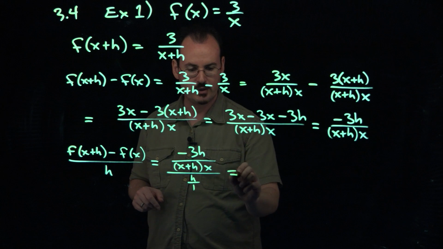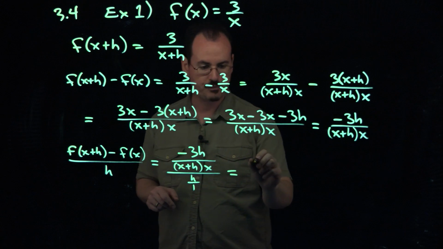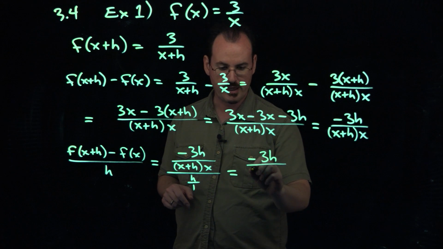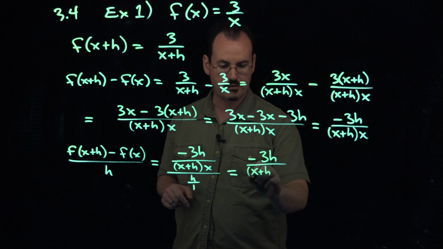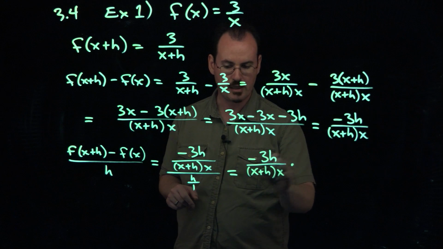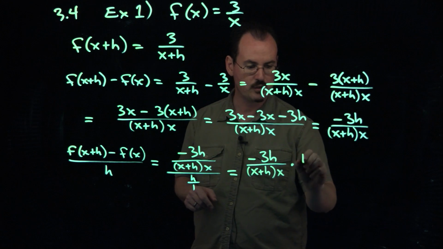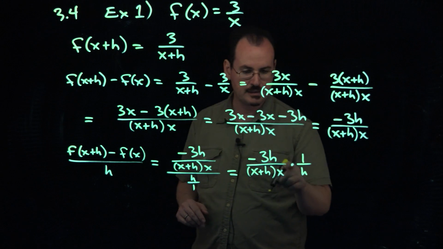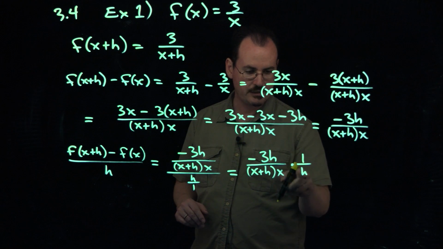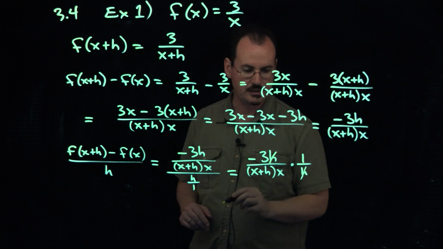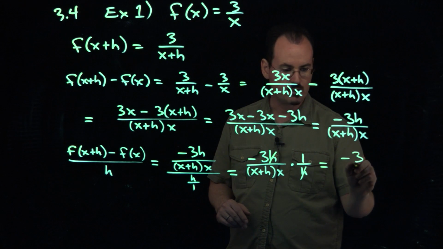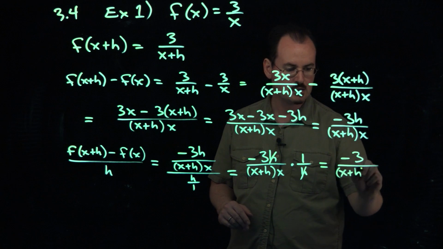So what we have at this point is a fraction over a fraction. How do we deal with that? We multiply the top part of the fraction by the reciprocal of the bottom part. So the reciprocal of h over 1 is 1 over h. Okay, and then we want to simplify this. Notice that now we've got an h here and here, so we can now cancel these h's. Okay, so what is that going to leave us with? Minus 3 over x plus h times x.